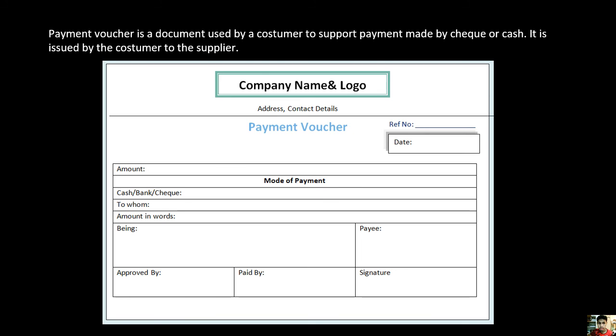Some of you might think, what is the difference between the official receipt and the payment voucher? The official receipt is issued by the supplier to the customer as evidence for the supplier that the customer already paid for the transaction. But in this case, the payment voucher is issued by the customer to the supplier as evidence for the customer itself that they already paid the transaction.